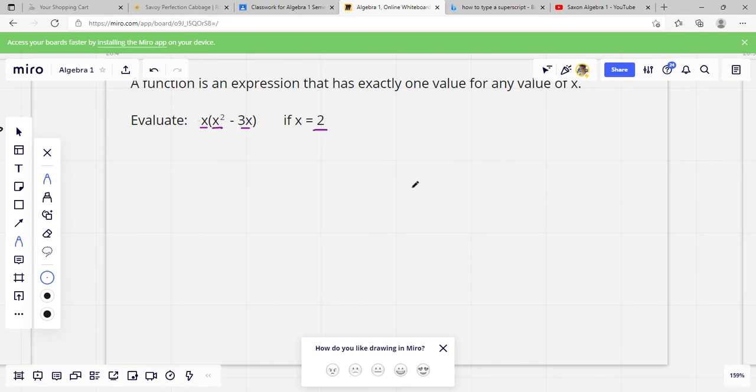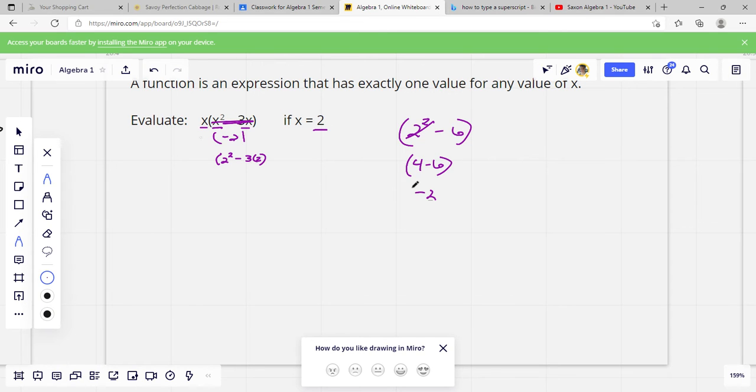I usually do my parentheses first. I'm going to say 2 squared minus 3 times 2, right? And all that's going to get multiplied times 2 again. But it's easier if we just work the part in parentheses first. So let's see, 3 times 2 would be 6. So I'd have 2 squared minus 6. And then 2 squared is 4 minus 6, which would be negative 2. So all this inside of here is negative 2.